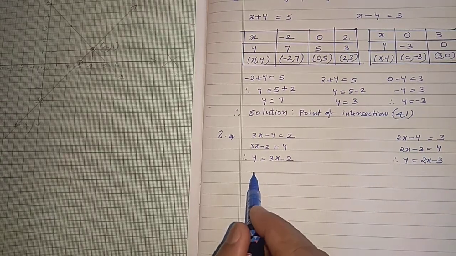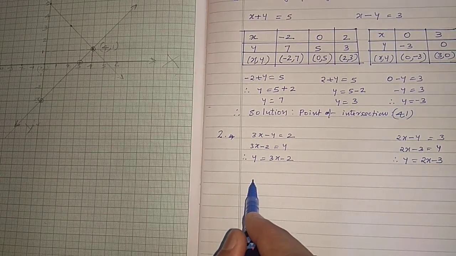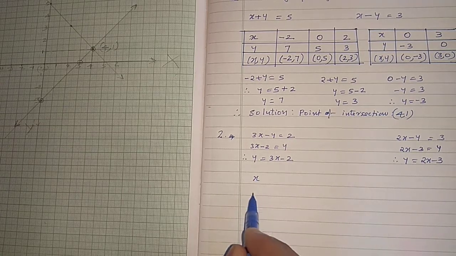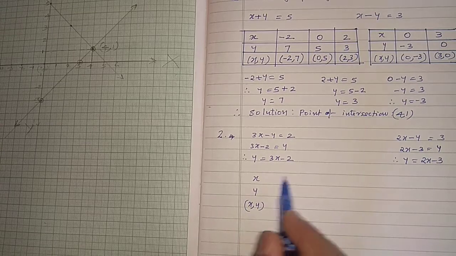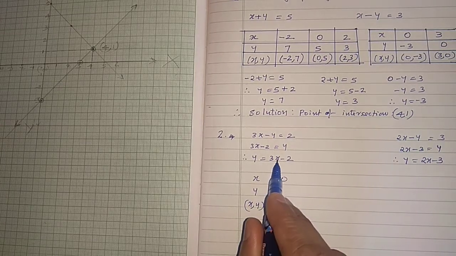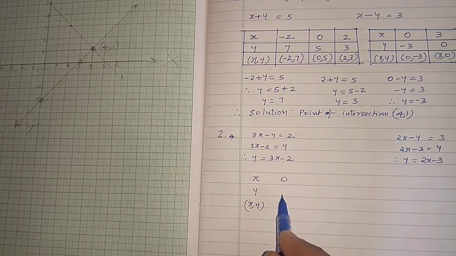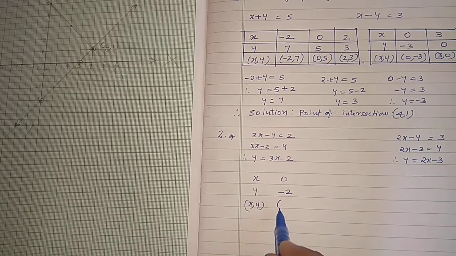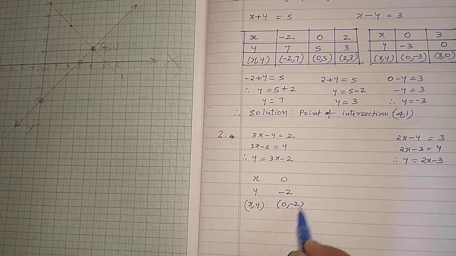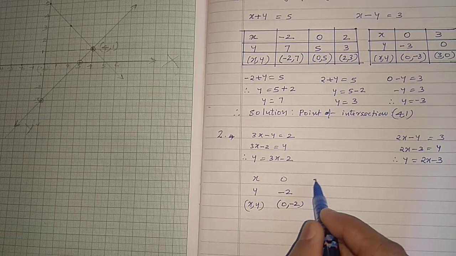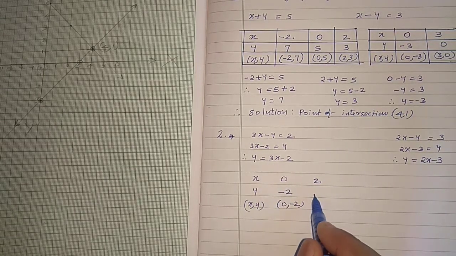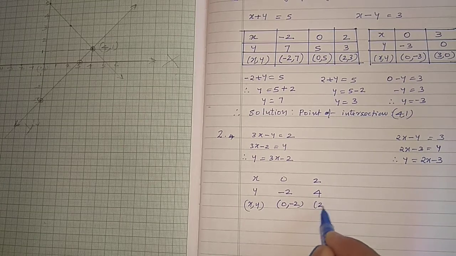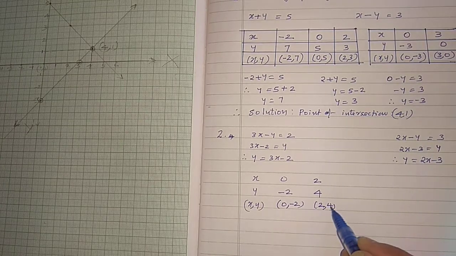Now we want different values for this x. Here we take x, y, x comma y. Put x is 0. 3 into 0, 0, minus 2. Y is minus 2. The point is 0 comma minus 2. Next point, put x is 2. 2 3s are 6, minus 2, 4. It is 2 comma 4.